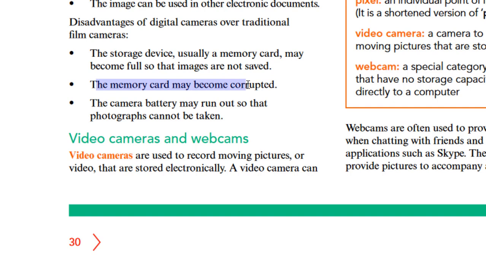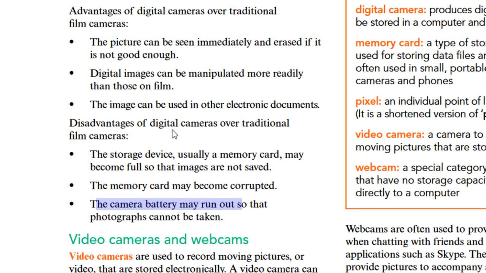The memory card may become corrupted, so you have to buy a new one, and you will lose everything that you have on that memory card. The camera battery may run out so that photographs cannot be taken. So those are the advantages and disadvantages of the digital camera.